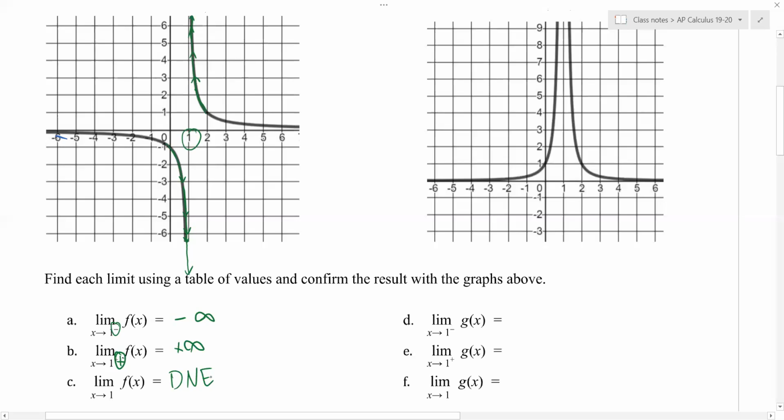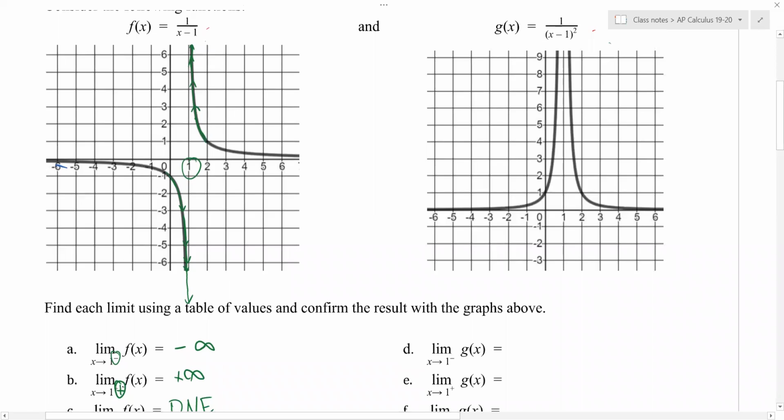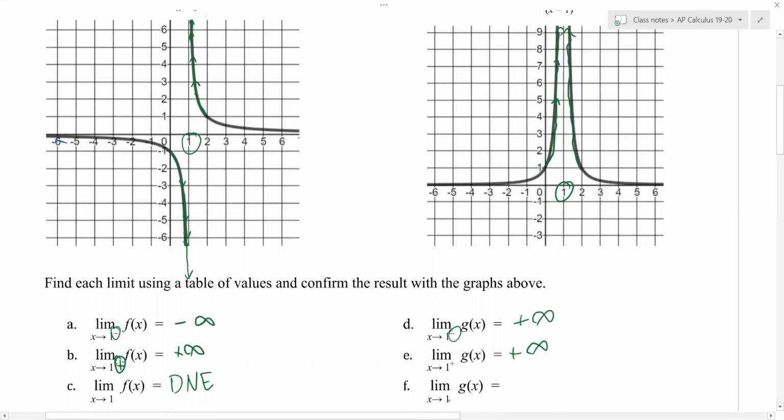Let's look at g of x. So here's g of x. We want the limit as x approaches 1 from the left of g of x. So here's 1. We'll start at like 0, get closer and closer, and we're going up forever. So our limit will equal positive infinity. And this is the same as f of x from the right. We're going up forever, positive infinity. So the limit as x approaches 1 of g of x. Well, if we look from the left and the right, are they the same? Yes. So it's equal to positive infinity.